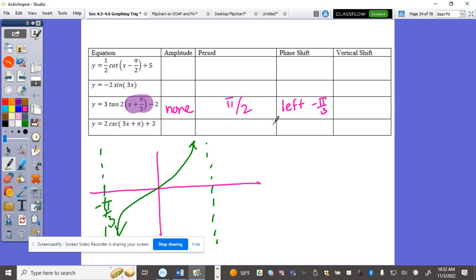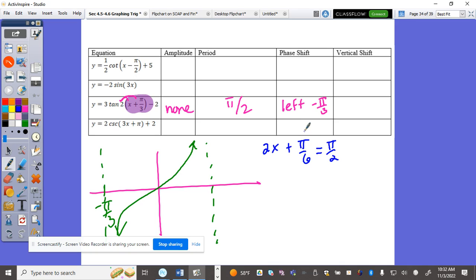So for you to do that, there are several ways of doing it. If you distribute the 2 to the x, this is one of the ways: 2x plus 2 pi over 3. It is supposed to end at pi over 2, based on the parent function of that one.